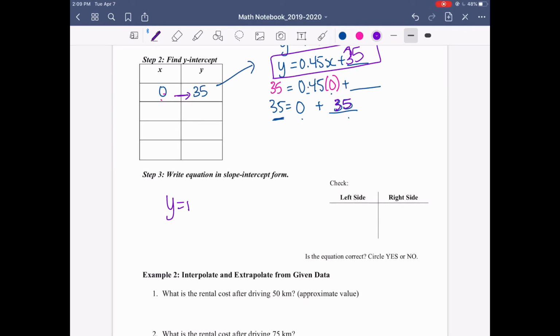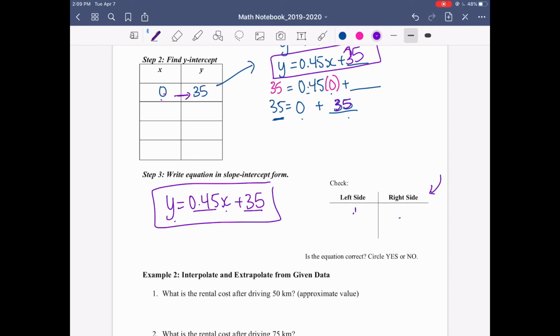So if we write our equation, y is equal to 0.45x plus 35. That's slope-intercept form. You have the slope, you have the y-intercept, and you have your y and x. You can even check and plug in your numbers into the formula to see if your left side equals your right side, to see if your equation is actually correct.